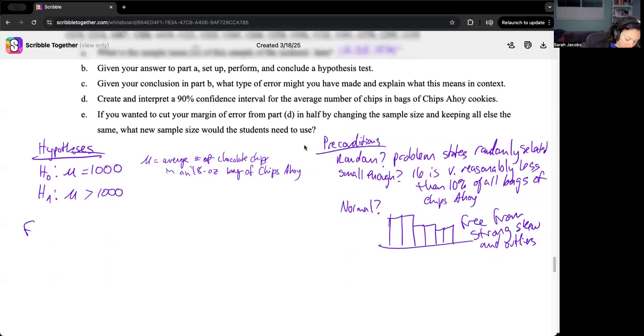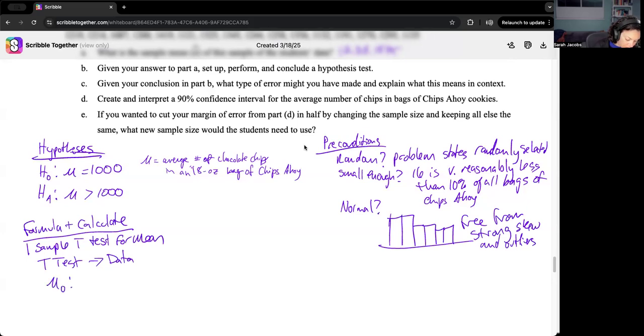All right, then we've got our formula and our calculations. Okay. Formula and calculate. So this is a one sample t-test for a mean. So stat tests t-test. We're going to use our data this time.